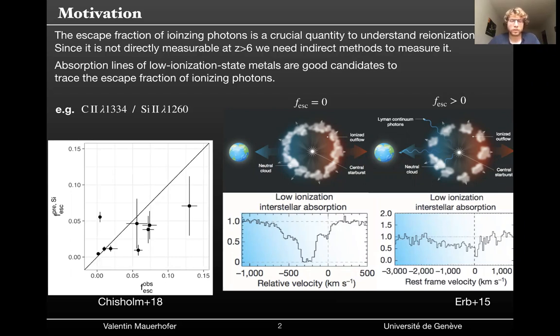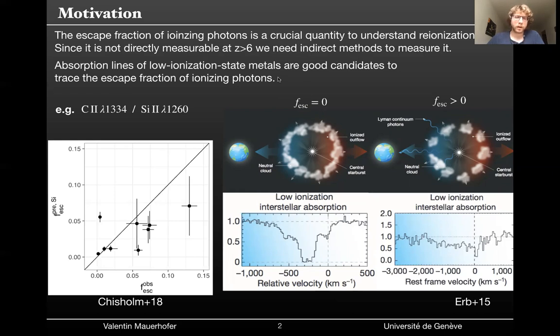So the picture is that if you have stars covered by neutral gas like here, the ionizing photons cannot escape, and the line photons are also covered, so they cannot escape, and the absorption line is saturated. Whereas if you have holes in the neutral clouds, there is escape of ionizing photons, and also the line photons can go through the holes, so the absorption line is less deep, like here.